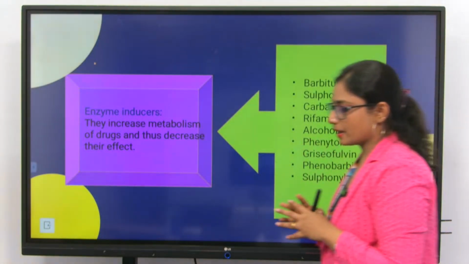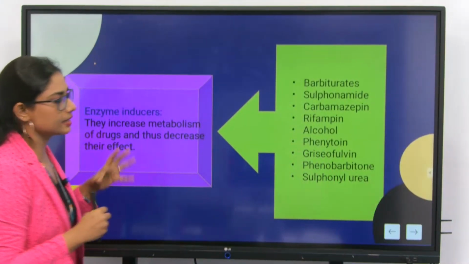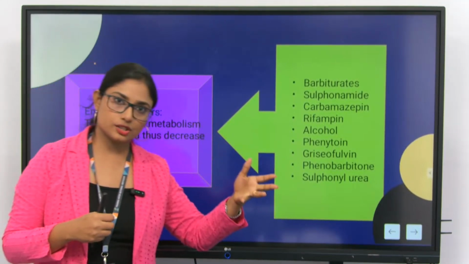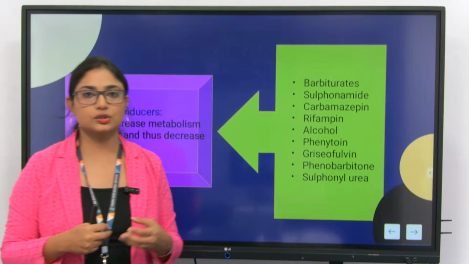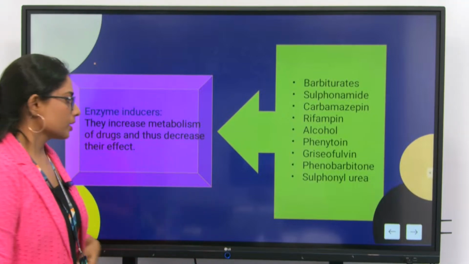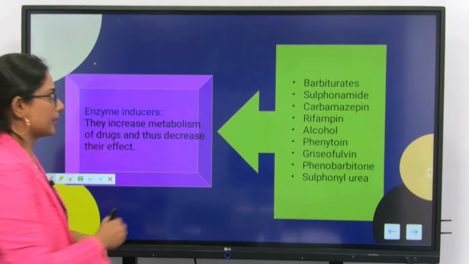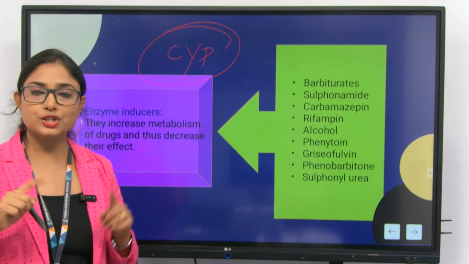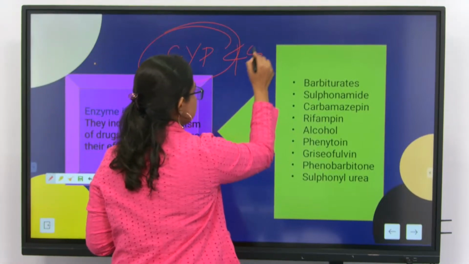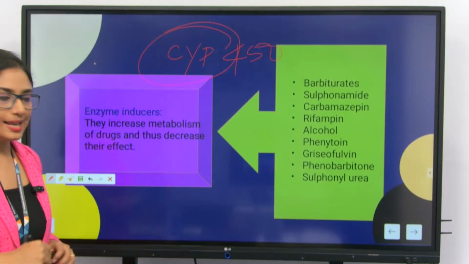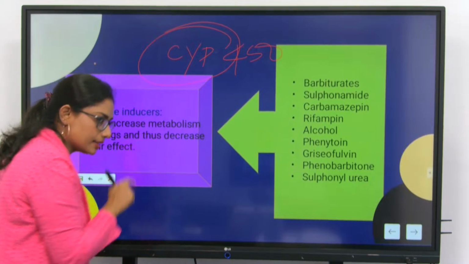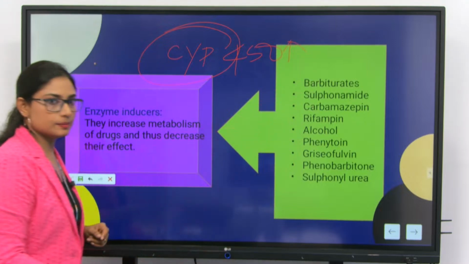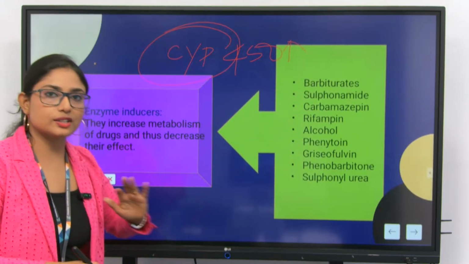Next, you should know about enzyme inducers and enzyme inhibitors. What are enzyme inducers and enzyme inhibitors? Whether it is a functionalization reaction or a conjugation reaction, you need enzymes for a reaction to take place. The very common enzyme that helps in metabolism is the CYP enzyme, cytochrome P450 enzyme. There are drugs that induce the effect of this enzyme, and there are drugs that inhibit the effect of this enzyme.